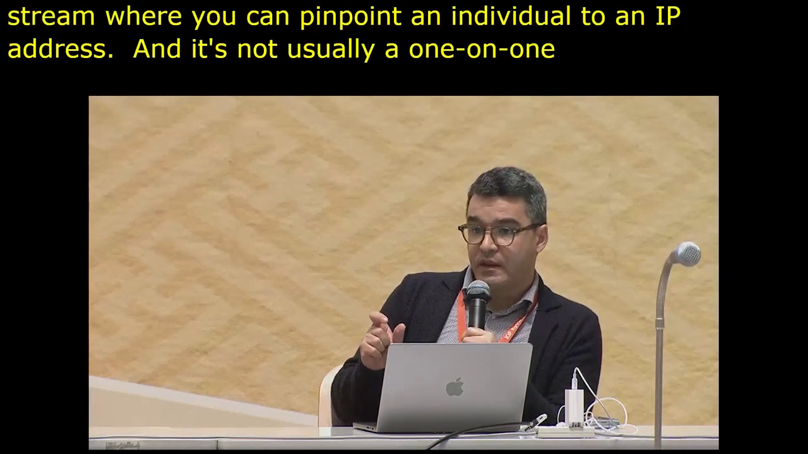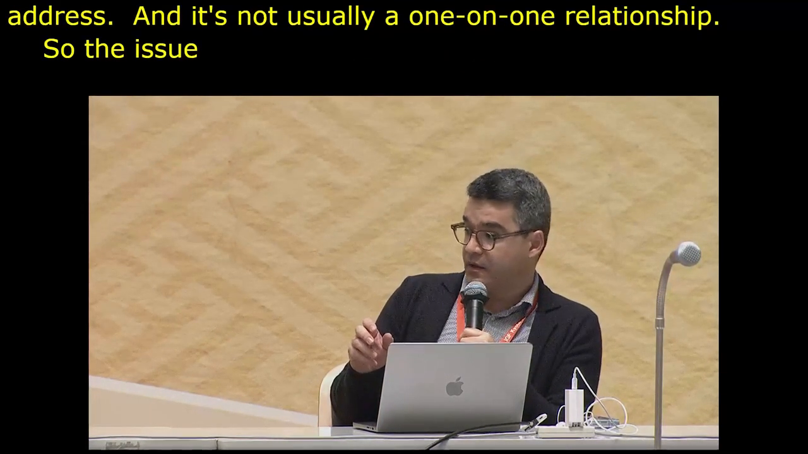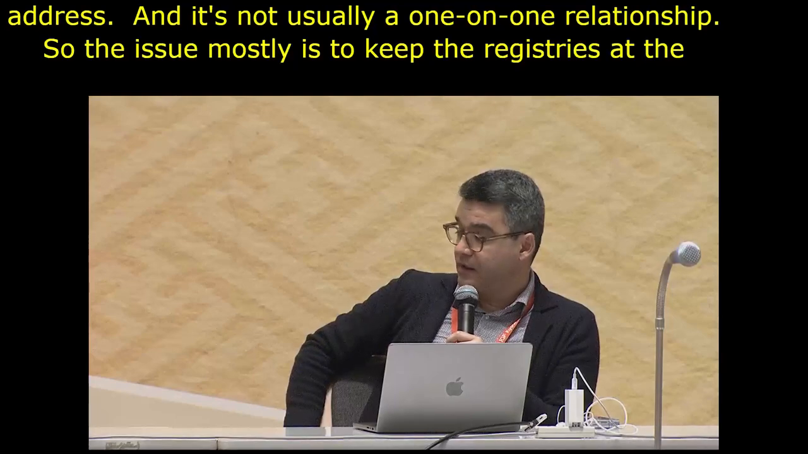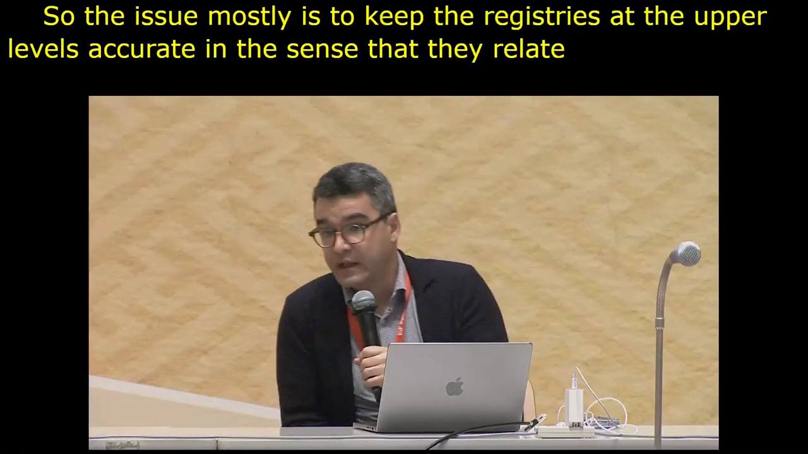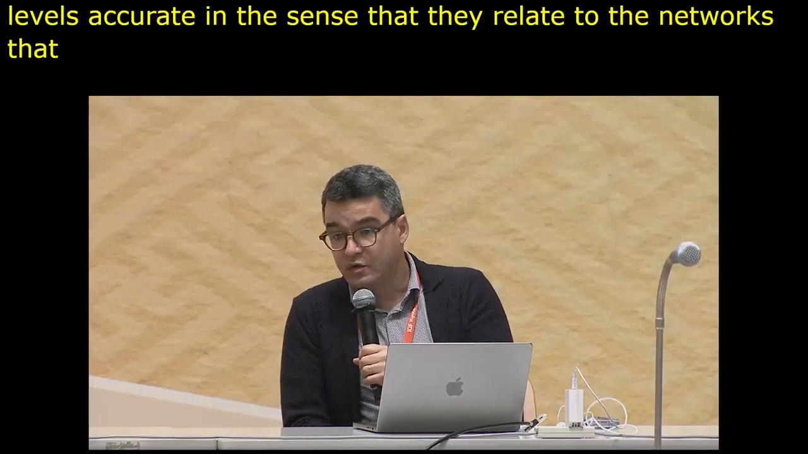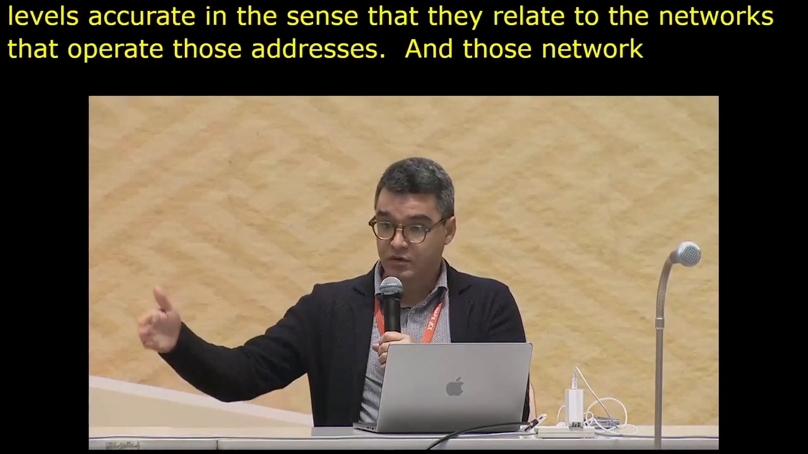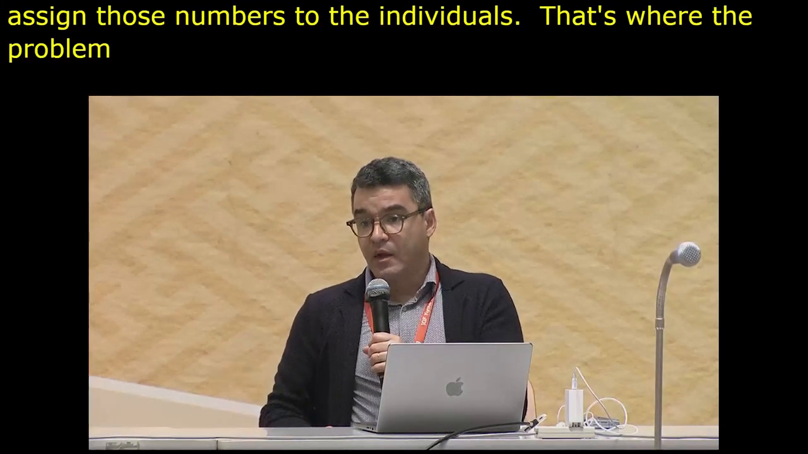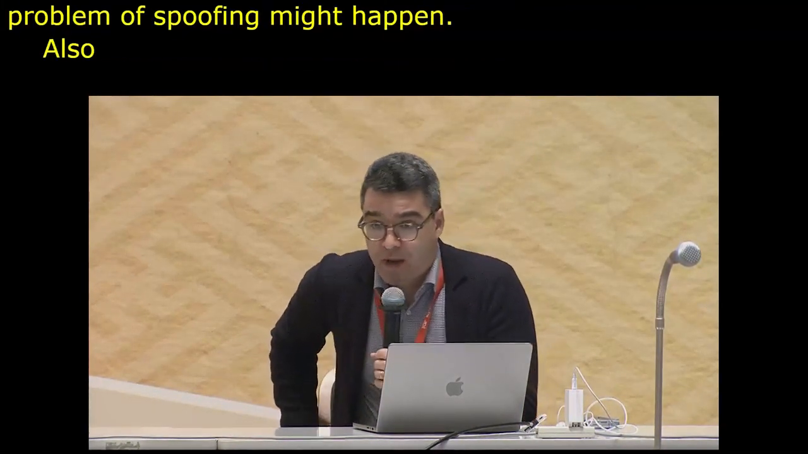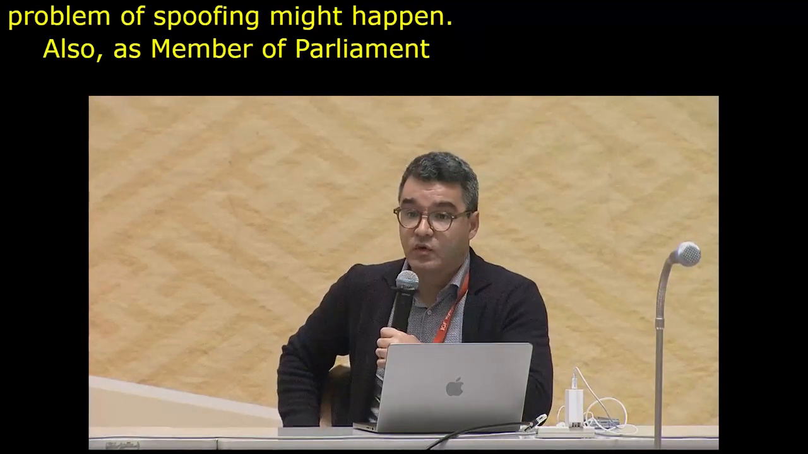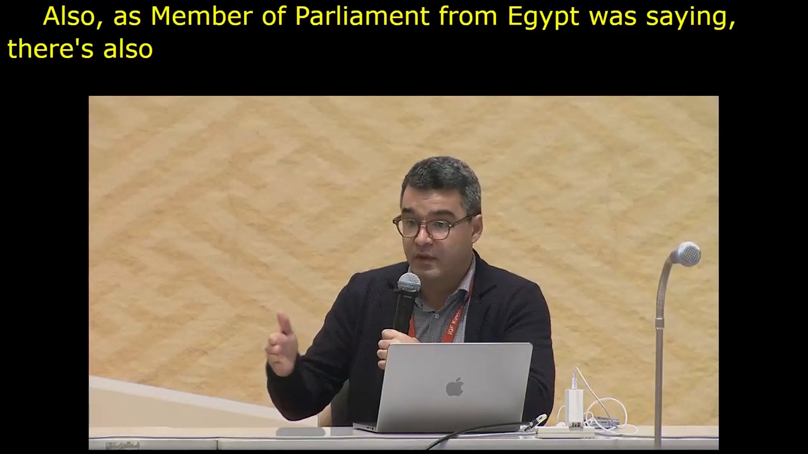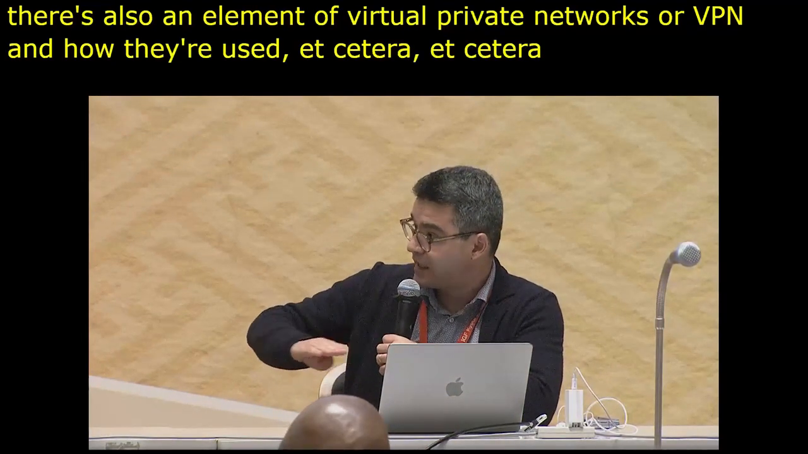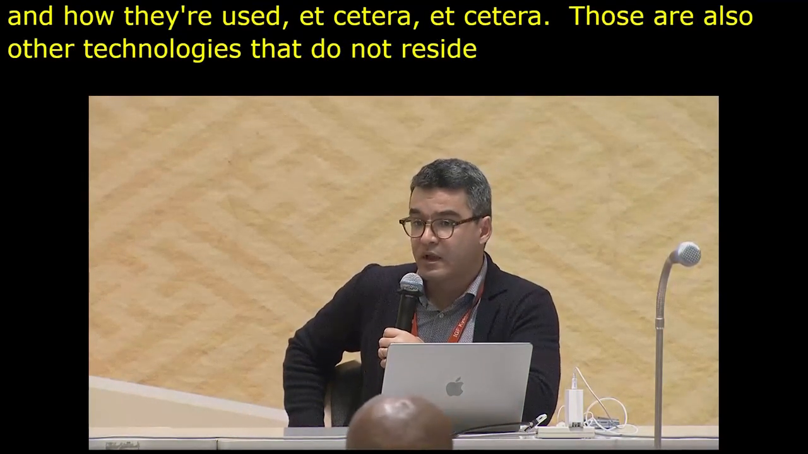So the issue mostly is to keep the registries at the upper levels accurate, in the sense that they relate to the networks that operate those addresses. Those networks will then assign those numbers to the individuals, and that's where the problem of spoofing might happen. Also, as the member of parliament from Egypt was saying, there is an element of virtual private networks, or VPNs, but those are other technologies that do not reside on that level of addressing that we're talking about.